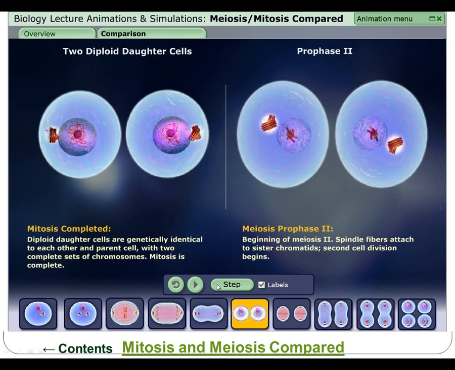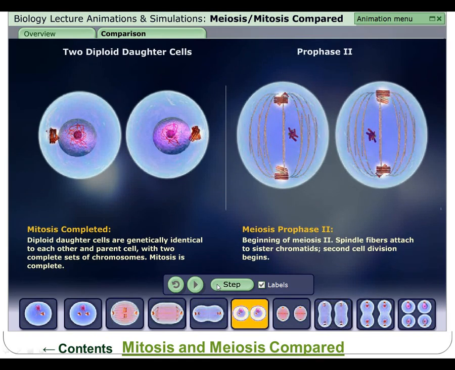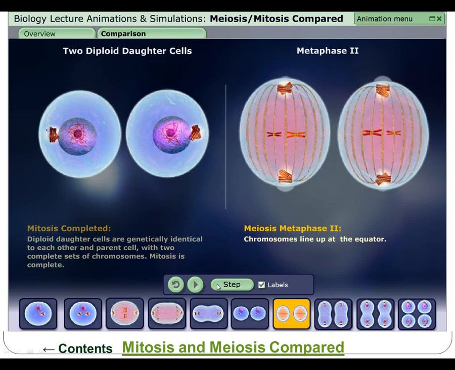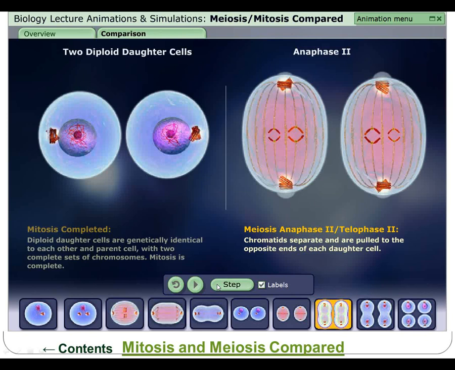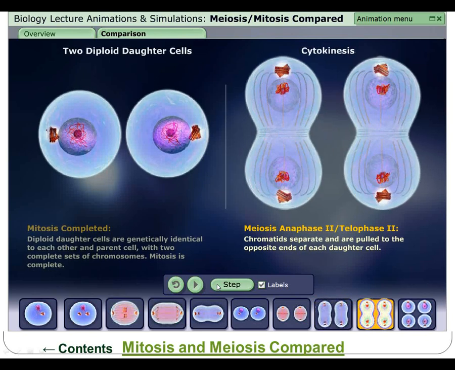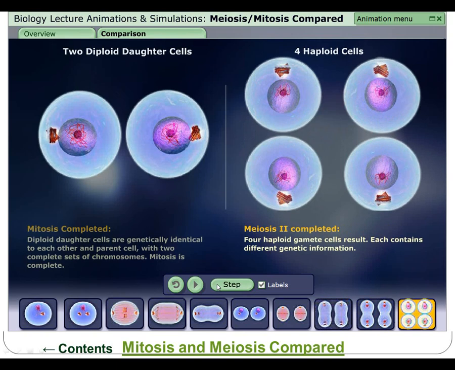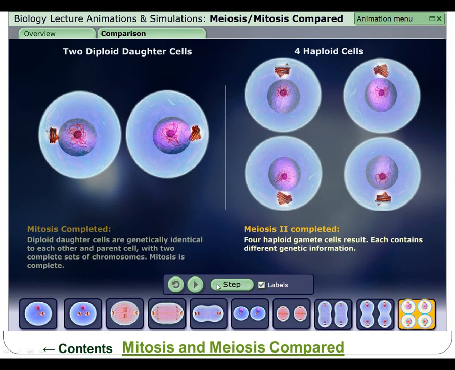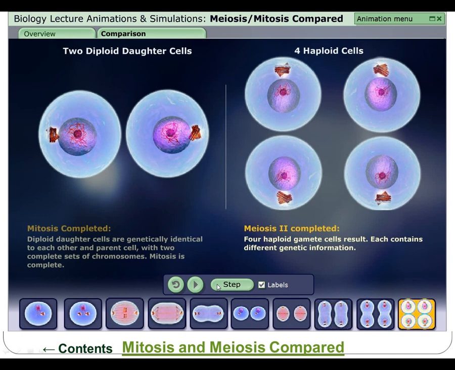And this is where it'll look a whole heck of a lot like mitosis, where the sister chromatids align at the equator, and then are separated during anaphase and finished off during telophase with cytokinesis, with 1, 2, 3, 4 cells that are haploid. These go on to be an egg cell or sperm cell, and eventually would aid in fertilization.